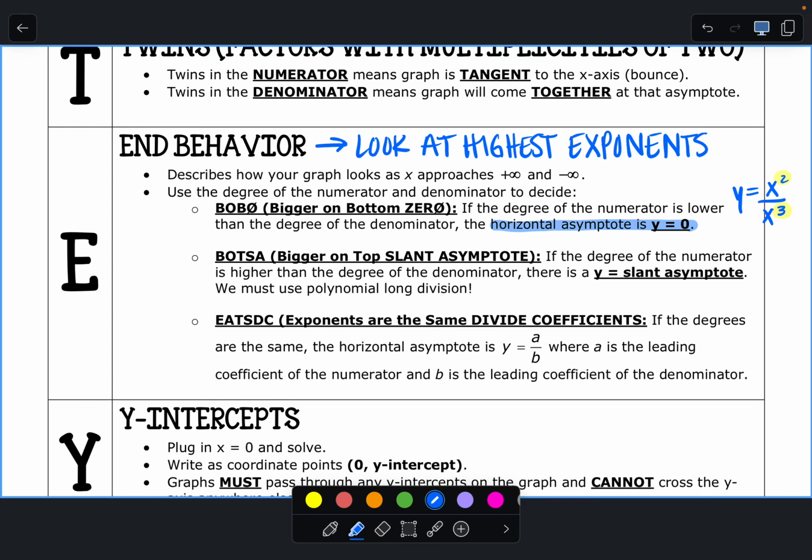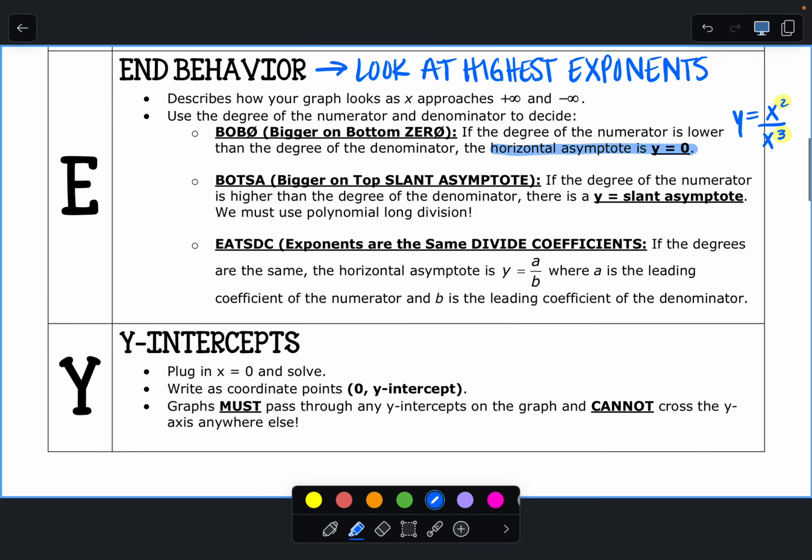We call it BOBO. The next one is BOTSA. We're not going to worry about BOTSA today. That is another one where we're going to spend a whole day on slant asymptotes. The one that we are going to talk about lastly is exponents are the same, divide coefficients.